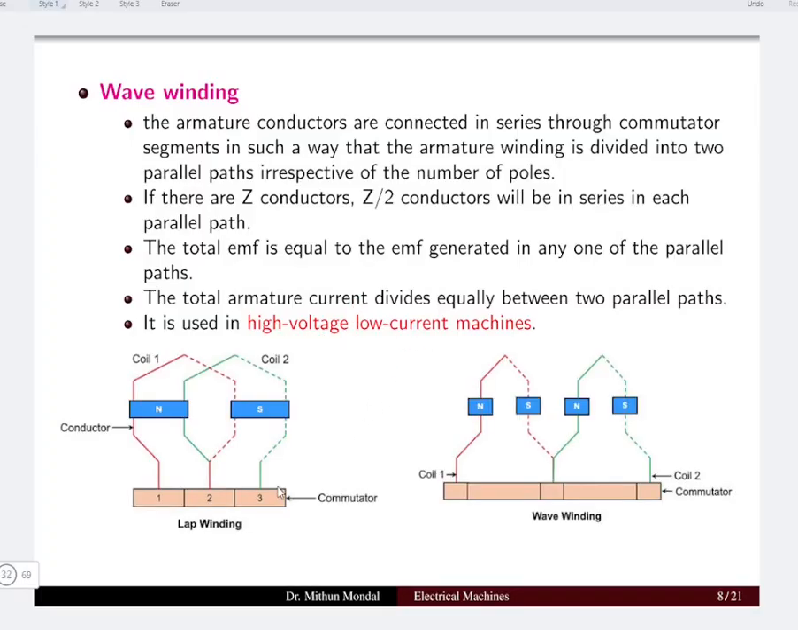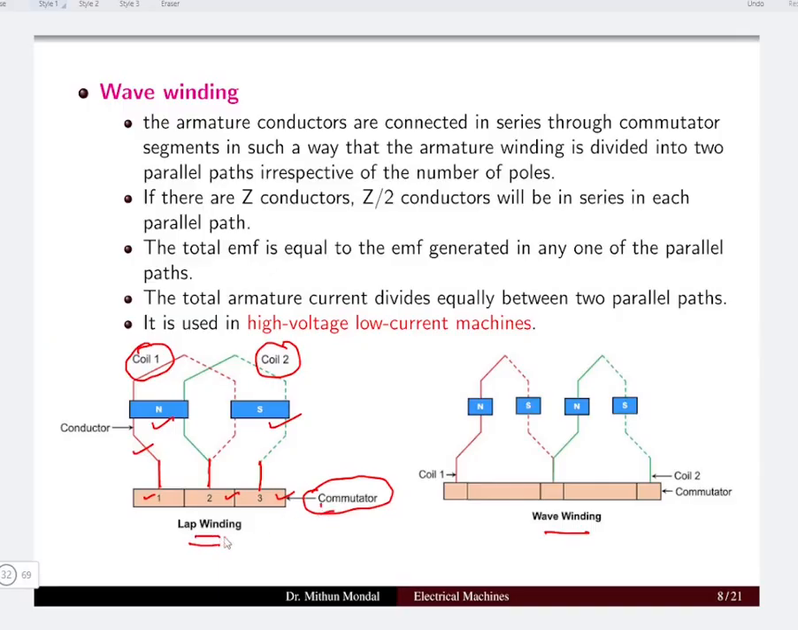Now here we can understand how the connections are being made in the lap winding and the wave winding. So in the commutator, where the segments are present, here we have taken the example of 3 commutator segments, and these are the armature conductors which are connected to the commutator segments. So we can see that the end connections of the conductors of the armature are present in the commutator segments. So 2 conductors will make 1 coil, and these coils are connected in such a way that alternate north and south poles will be formed, and they will be connected in the commutator segments.